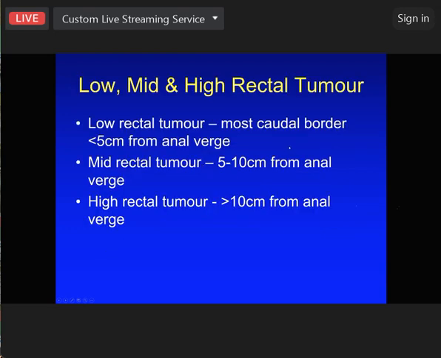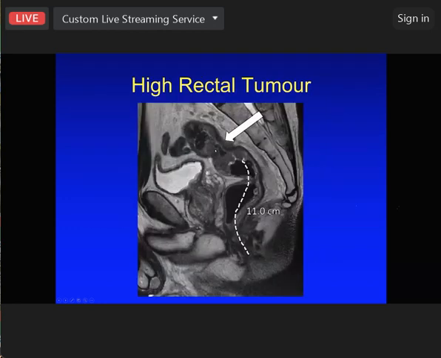Remember that with rectal cancer, we divide it into low, mid, and high rectal cancer, and this depends on the lowest portion of the tumor, how far it is from the anal verge. So if it's less than 5 centimeters, it's low rectal, 5 to 10 centimeters mid rectal, greater than 10 centimeters high rectal tumor. So here's some examples.